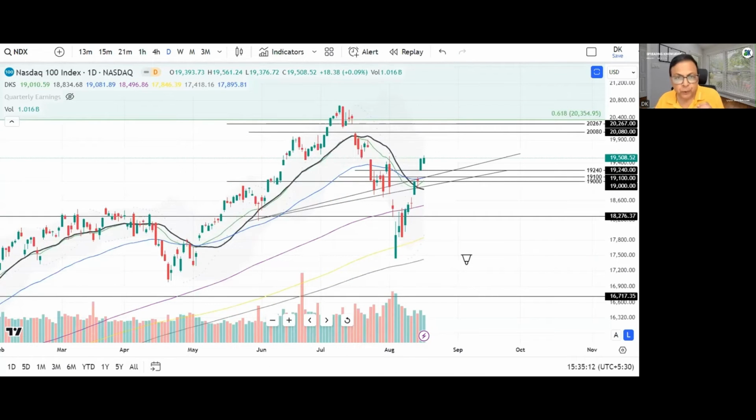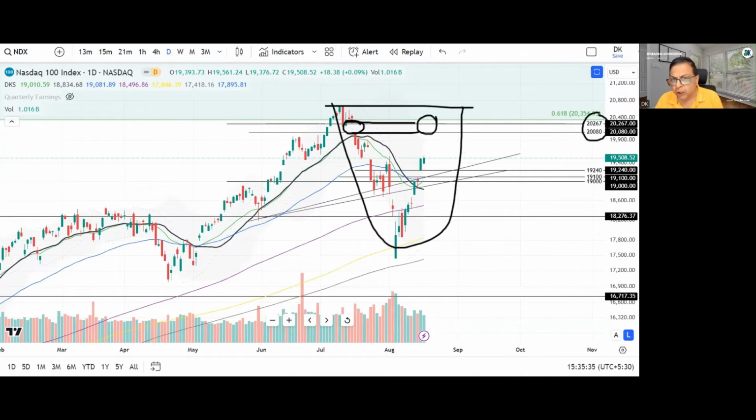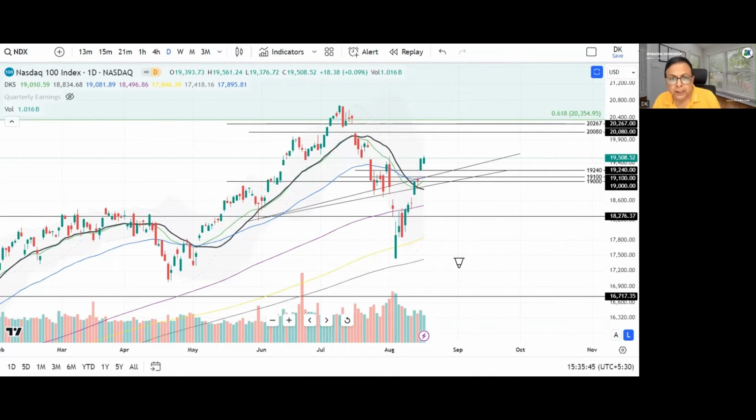Now let us discuss the potential supply area. There is a gap over here, and that gap ranges from 20,080 to 20,267, which is likely to be a potential supply area where the price may consolidate and once again form some kind of continuation chart pattern and give a breakout of this particular resistance area, which is a consolidation area. Now, what could be the potential immediate target for Nasdaq 100?